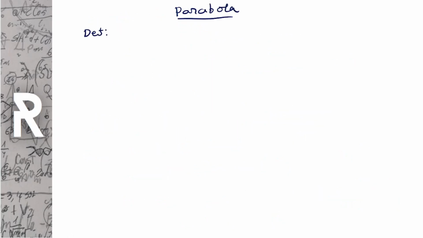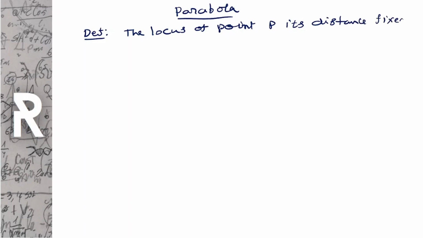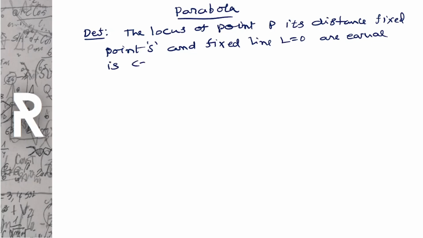The definition: the locus of a point P, whose distances from a fixed point S and a fixed line L equal to 0 are equal, is called a parabola.